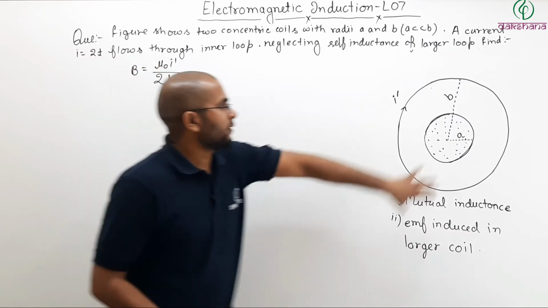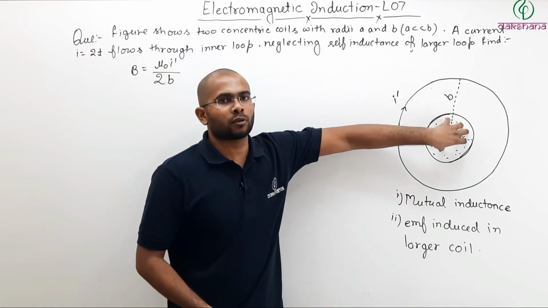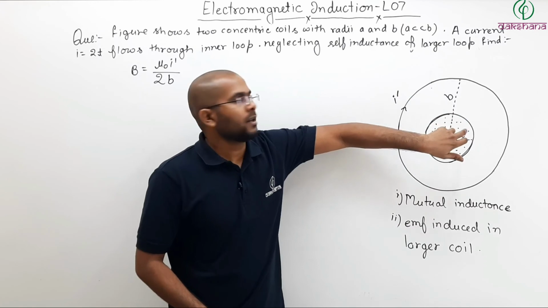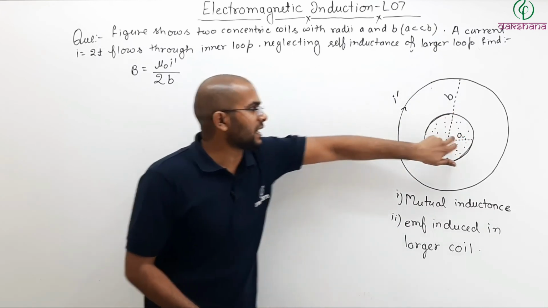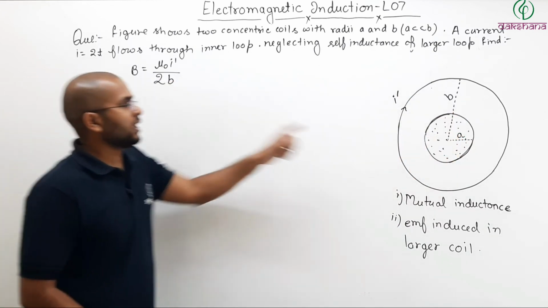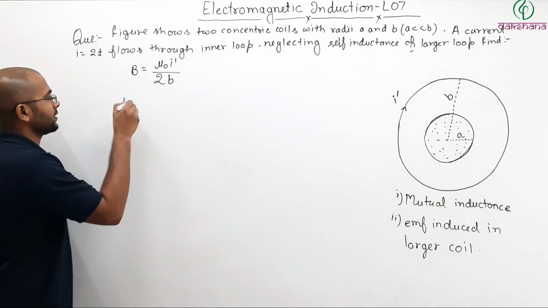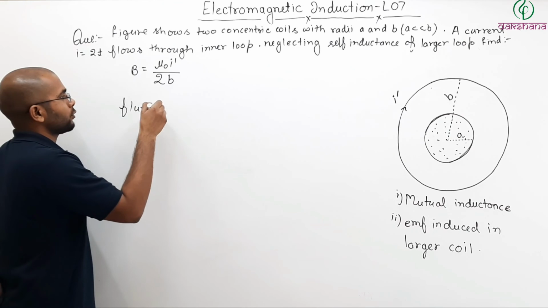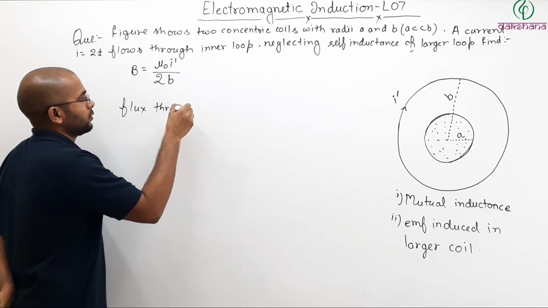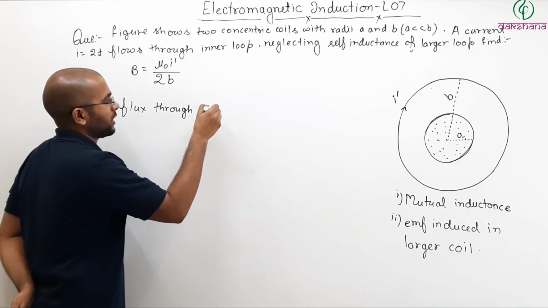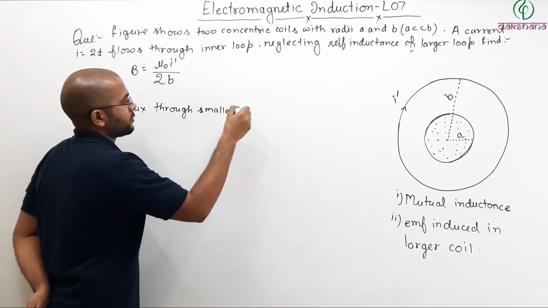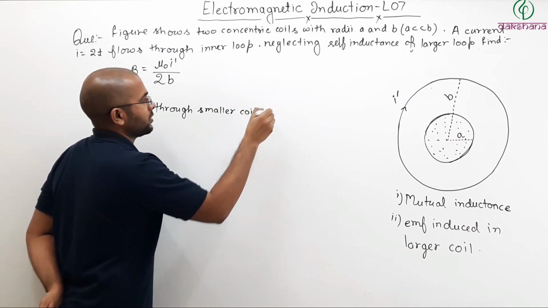Now remember, flux will be taken only through this loop, not outside this. Why? Because the field at the center is this much. The field throughout is not this much. So flux through the smaller coil. Flux through the smaller coil will be how much?